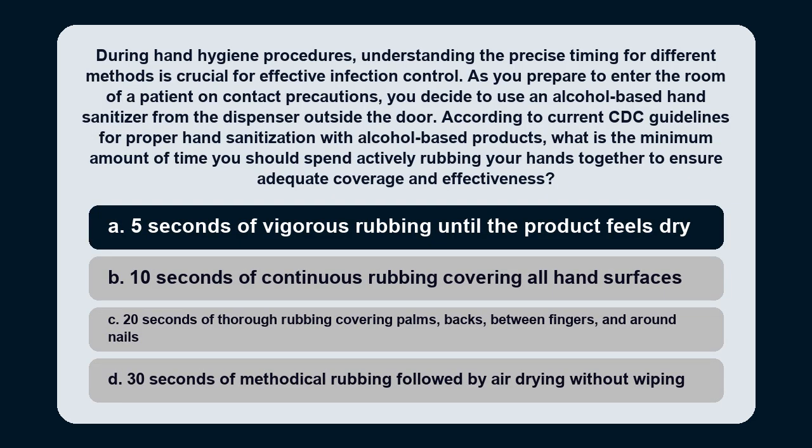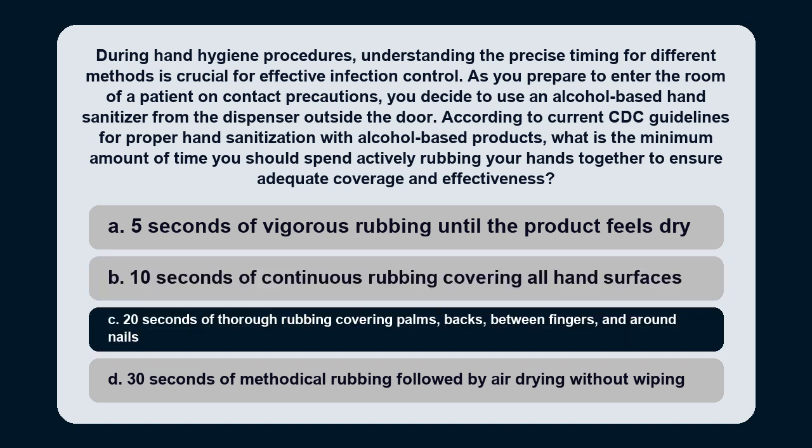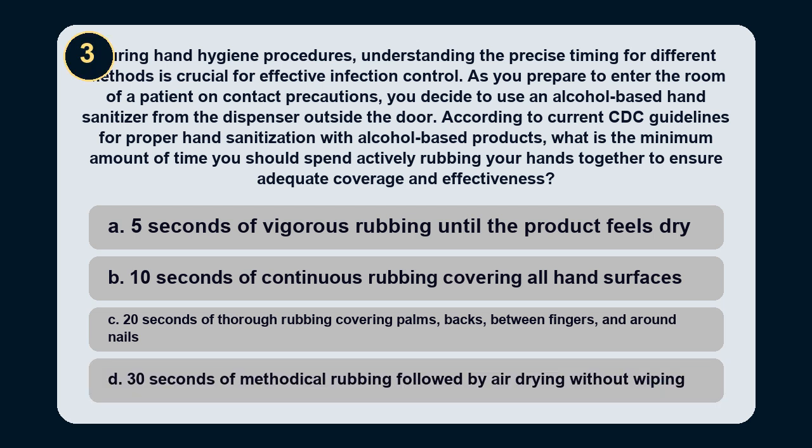Option A. 5 seconds of vigorous rubbing until the product feels dry. Option B. 10 seconds of continuous rubbing covering all hand surfaces. Option C. 20 seconds of thorough rubbing covering palms, backs, between fingers, and around nails. Option D. 30 seconds of methodical rubbing followed by air drying without wiping.